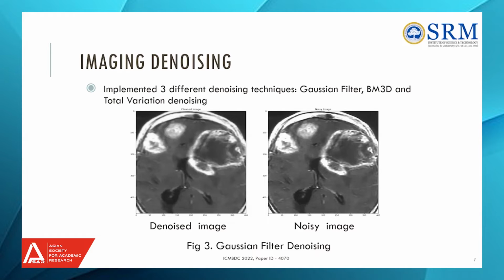We have tested 3 different denoising methods. The first one is Gaussian filter denoising. A Gaussian filter is a linear low-pass filter used to reduce noise and blurring regions of an image. Here we see the effects of denoising an MRI image using a Gaussian function. To the left, we have the noisy image, and towards the right, we have the denoised image.